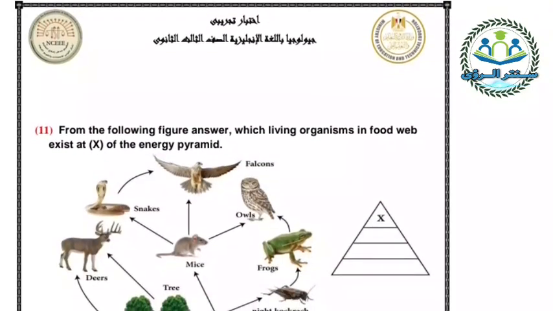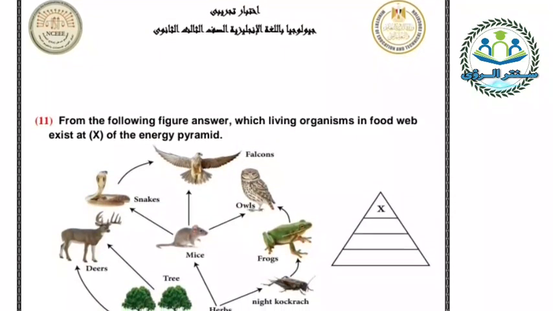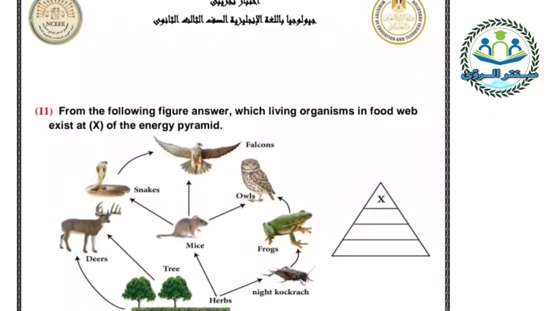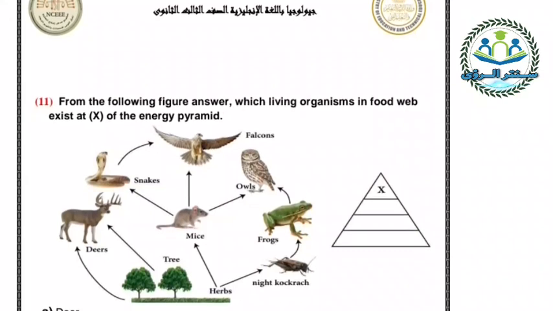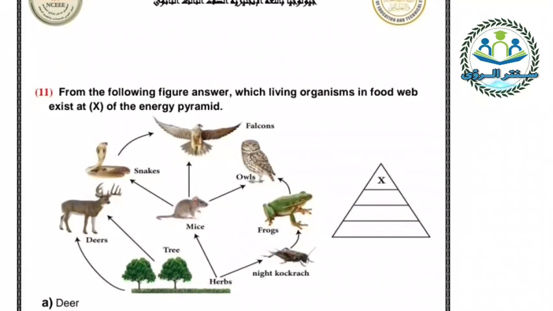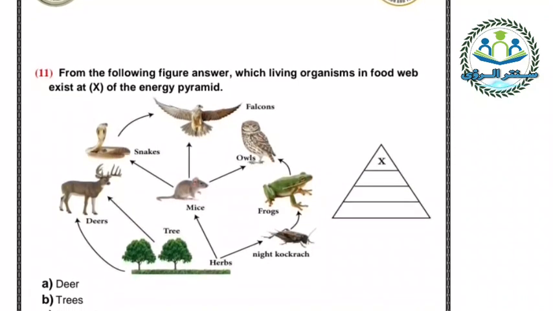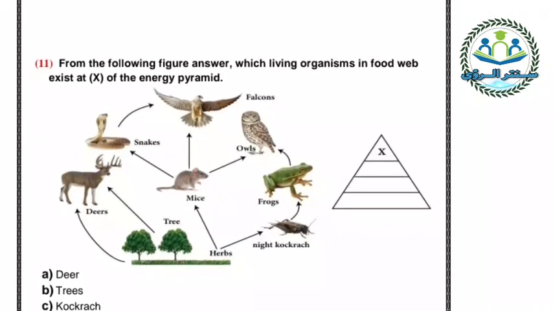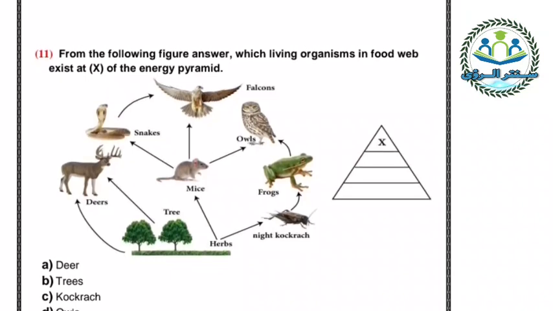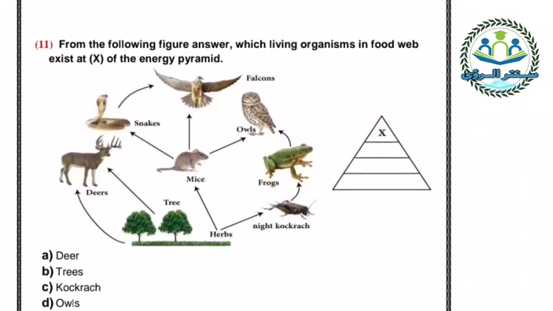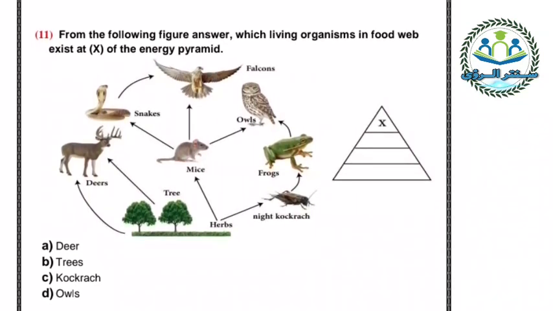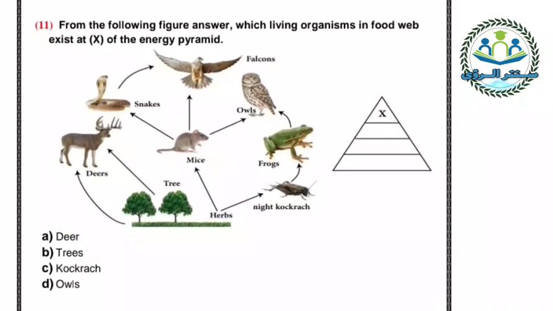11. From the following figure, which living organisms in the food web exist at X of the energy pyramid? A. Deer. B. Trees. C. Cockroach. D. Owls.